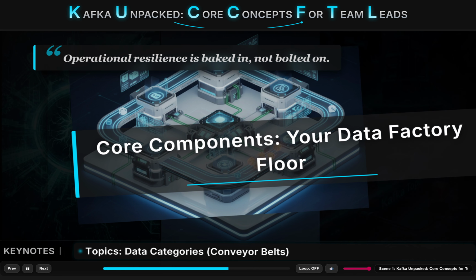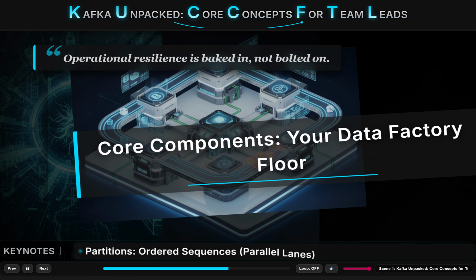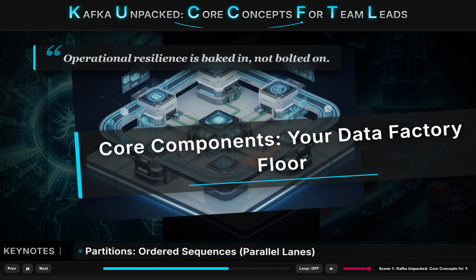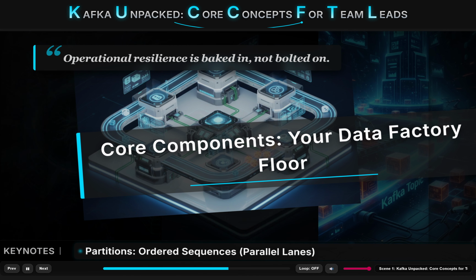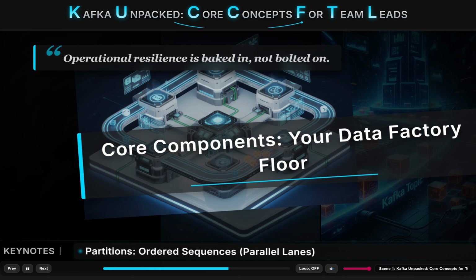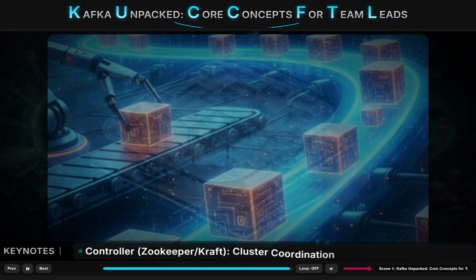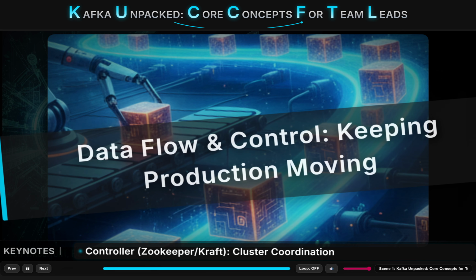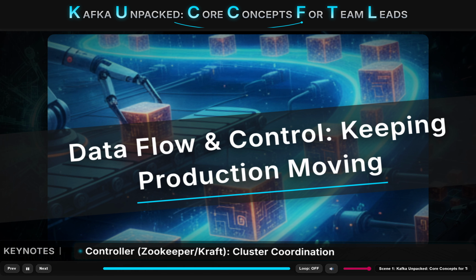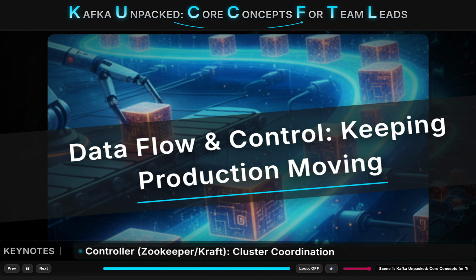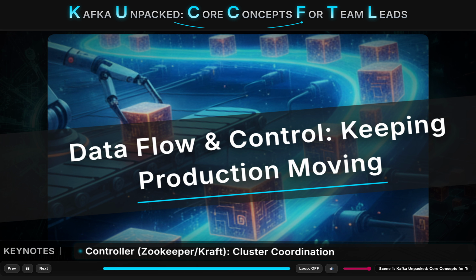Now, how does data get onto and off these conveyor belts? That's where producers and consumers come in. Producers are your data sources, applications writing data to topics, much like machines placing items onto a conveyor belt. Consumers are applications reading data from topics, processing it, much like workers taking items off a belt for the next stage of assembly. Consumers work in consumer groups to allow for parallel processing of a topic's partitions, efficiently scaling out your data consumption without duplicating effort.